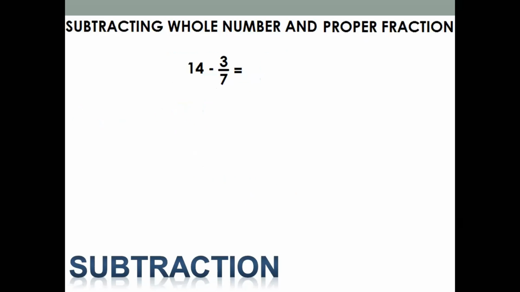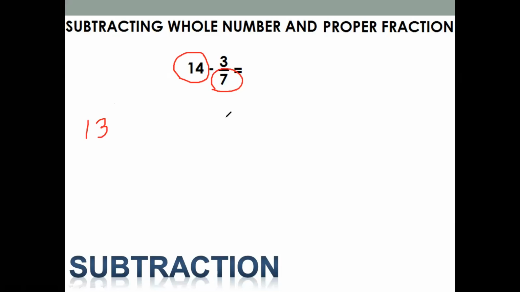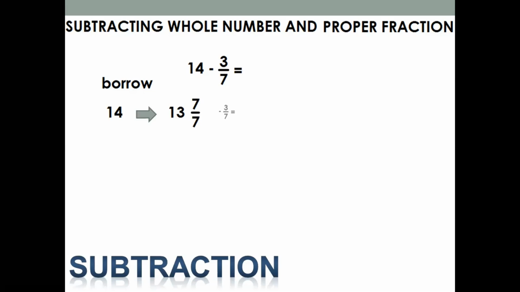Next, whole number and a proper fraction. The same as the previous example. We will borrow in our whole number 14 and base in our numerator. So our 14 will be 13. Then borrow from our denominator 7, which is 7 over 7. So this should be considered as 14. So let's proceed. So 14, we will borrow in our 14, so we can get the 13. Then use the denominator 7, 7 minus 3, 7.